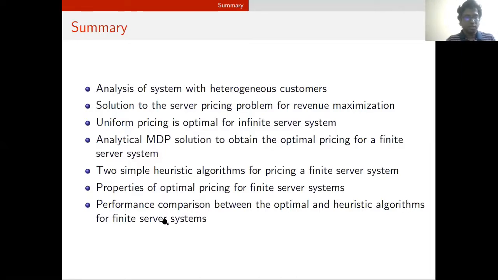Furthermore, we have also done performance comparison between the optimal and heuristic algorithms for finite server systems. And we observed that for heavily loaded cases, using uniform pricing is at a disadvantage and the optimal pricing has an advantage. However, at low loads, you can use uniform pricing and get away with it.